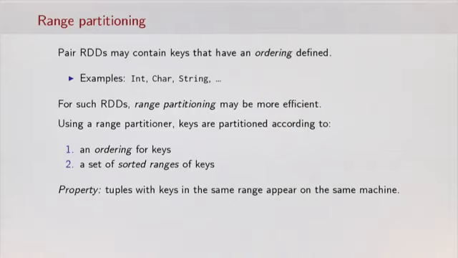For these kinds of RDDs with keys that can have an ordering, range partitioning could be an efficient choice for partitioning your data. Intuitively, though, that means when you're using a range partitioner, keys are partitioned according to 2 things. They're partitioned according to some kind of order, like I said, a numerical order or lexicographical ordering, as well as a set of sorted ranges for the keys. So then you have groups of possible ranges that the keys can fall within. And that means that tuples with keys in the same range will appear on the same nodes.